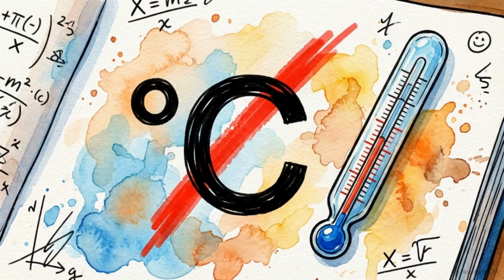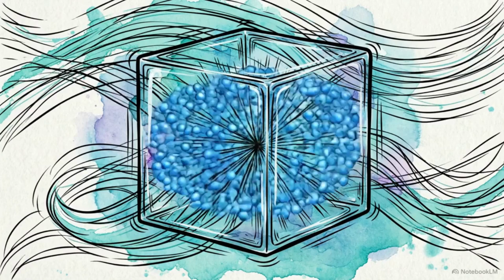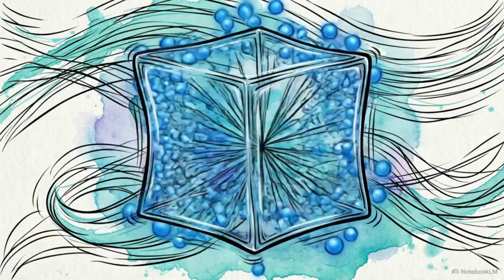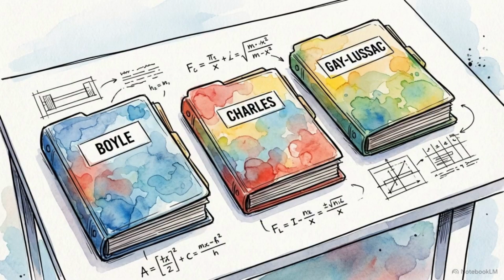There is one critical rule for these calculations: you must never use Celsius. Because a zero in the denominator would break the math, we convert every temperature to Kelvin by adding 273.15 to the Celsius value. Because these three properties are physically tied to particle motion, changing one variable causes a measurable reaction in the others. These reactions are described by the specific laws we're about to use.